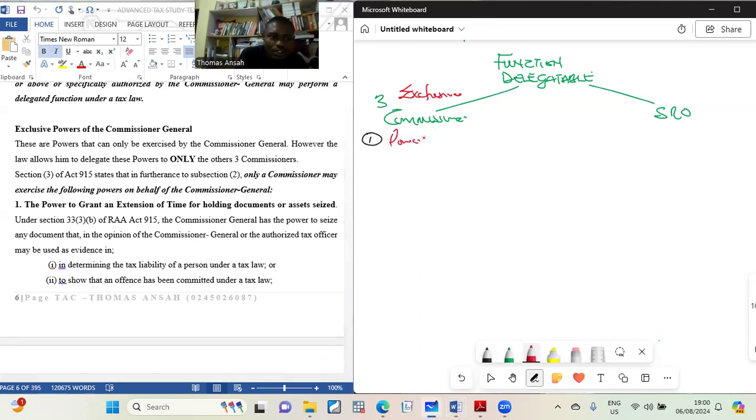So the exclusive powers, number 1, we have this one: power to grant an extension for holding documents or seized assets.